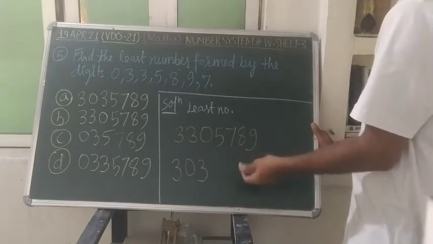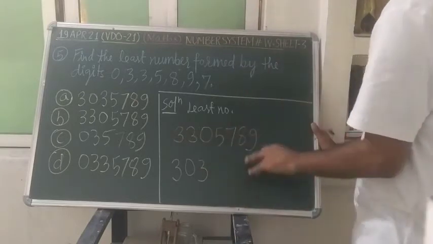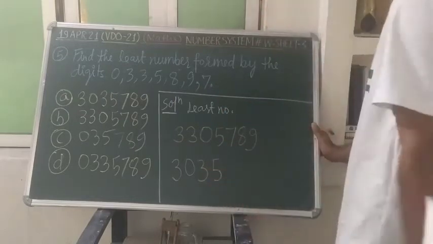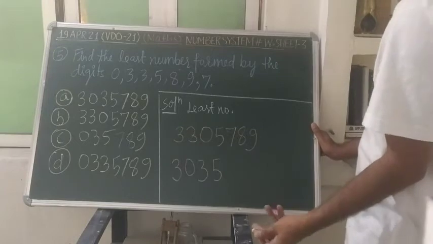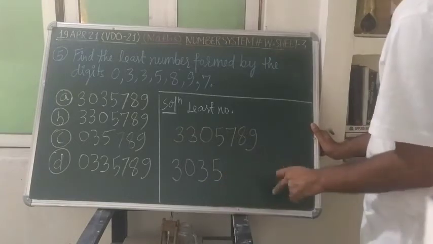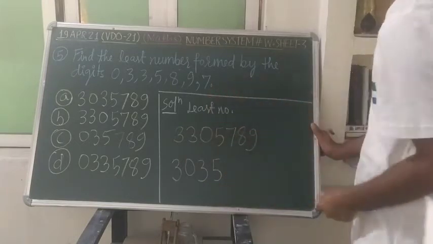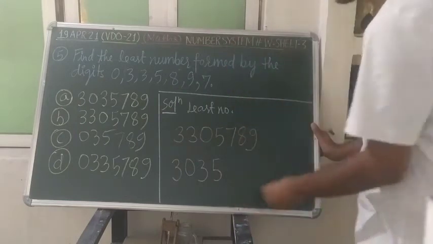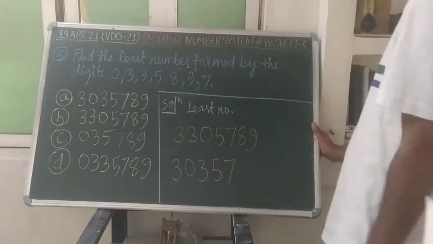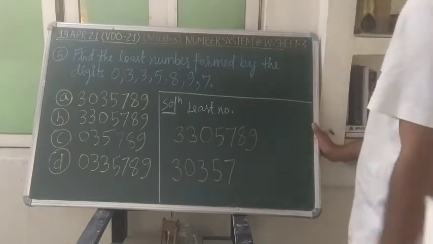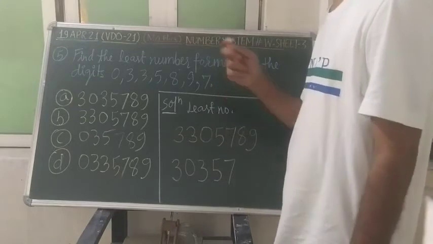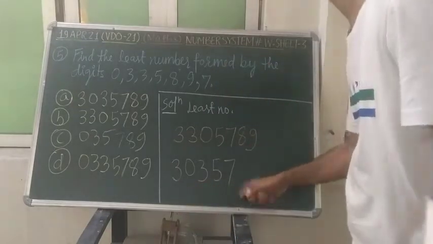Thereafter we will write 3 here, since 3 is present 2 times. Then after 3, which digit is bigger? 4 is not there, 5 is there, so 5. Then bigger than 5, which digit is there? 6 we can think, but 6 is not present. So bigger than 6, 7 is there. 7 is here only one time, so one time we will write. Whatever number of times the digit is present, that many times we will write it here.